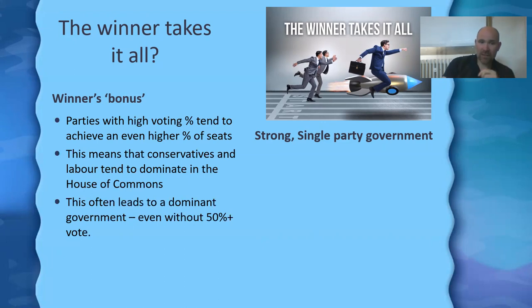This often leads to dominant government even without 50% of the vote. It means that, for example, parties can get 40–50% of the vote and end up with 70% of the seats. And this is what happened to people like Margaret Thatcher in the 1980s and Tony Blair in the 1990s and the early 2000s.